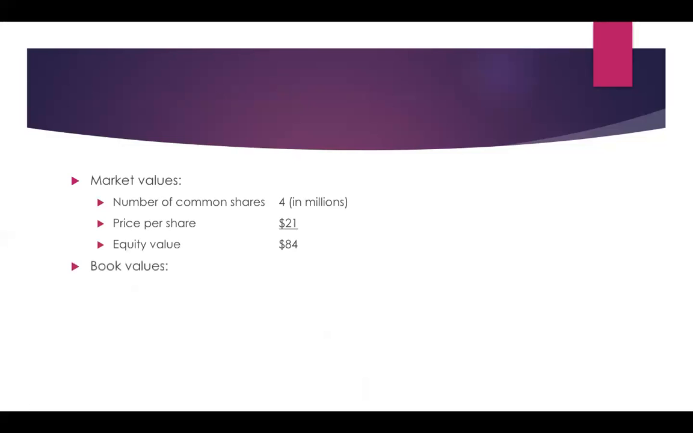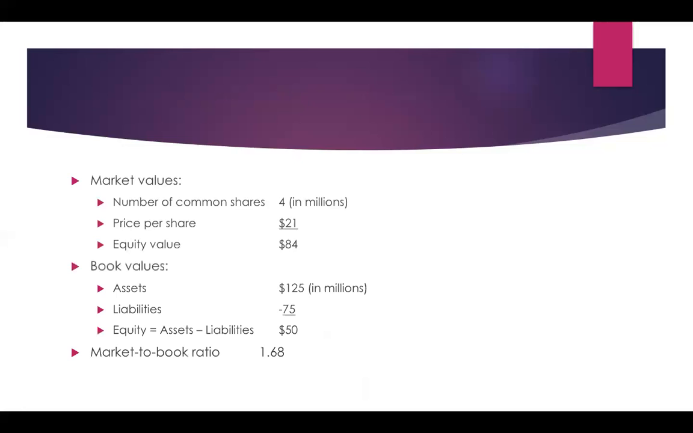Next, we're going to calculate the book value, which is basically our assets minus our liabilities, which brings us the equity value. So ultimately, all we do is divide those two, and that gives us our market to book value ratio, which is 1.68 million. Or actually, that's billion. I apologize.